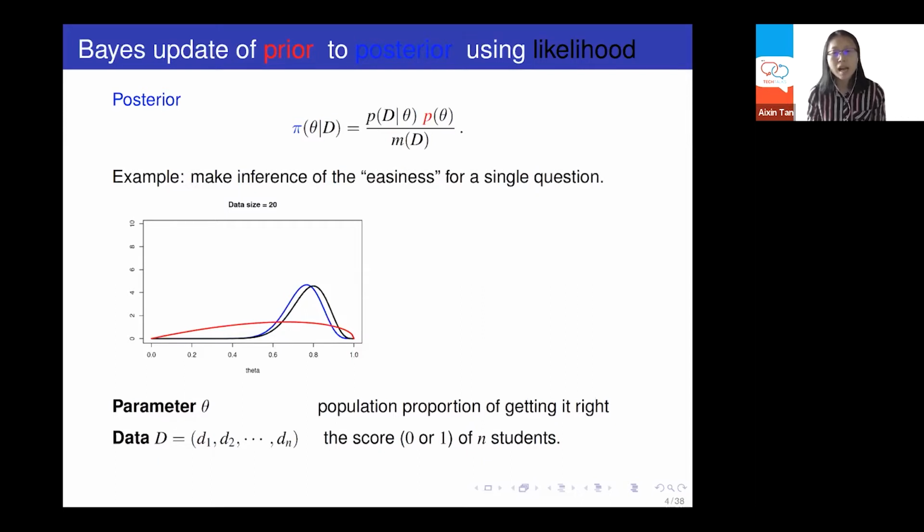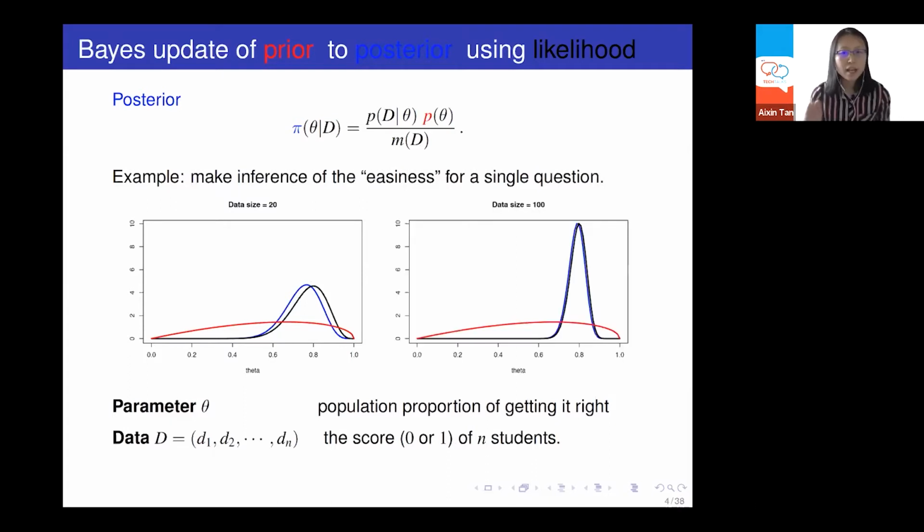Now, having observed field data, I'm going to update my prior belief using this black curve. That corresponds to the data distribution part. It's also called the likelihood function if you see it as a function of theta. So combining the red curve and the black curve, you multiply them together and renormalize, and it gives you the blue curve. That is the shape of your posterior density, and that's your updated belief of the easiness of the question.